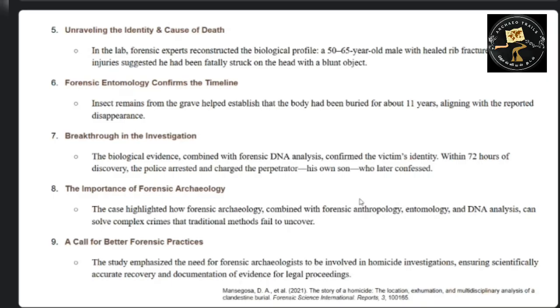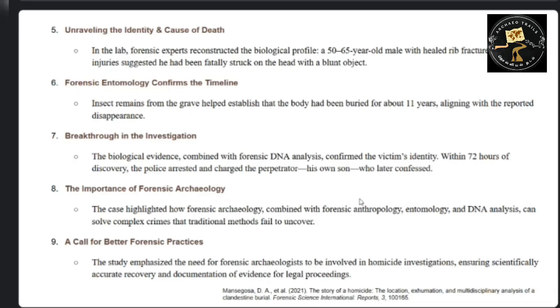So with this profiling, they could come to a conclusion that this profile matches with the missing person case reported by the daughter. Like the daughter reported, right, her father is missing. So the remain actually matched with her father. So after 11 years of being buried, they have solved the case. And using the evidence analysis and all, and DNA analysis, within 74 hours the police arrested the perpetrator, which is none other than his own son.